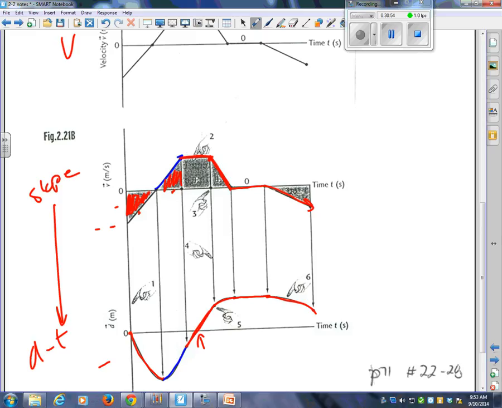Okay, I think it's time to do some. Page 71, number 22 to 28. Do you have those on your handout there? You do. Oh no, you don't. I have those graphs run off. I'll just have to get them for you.